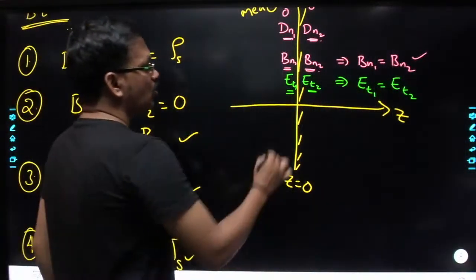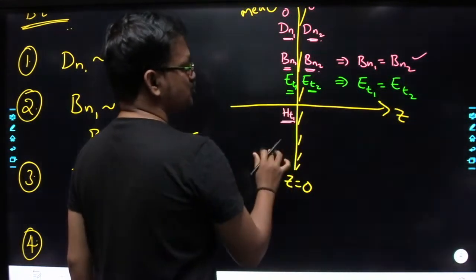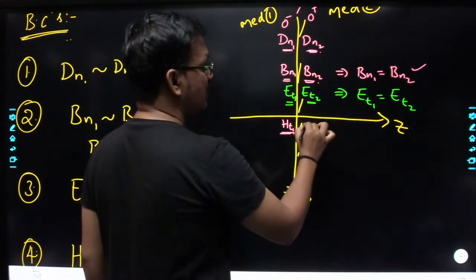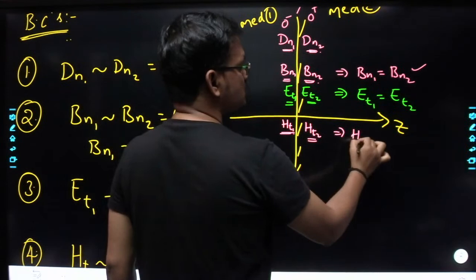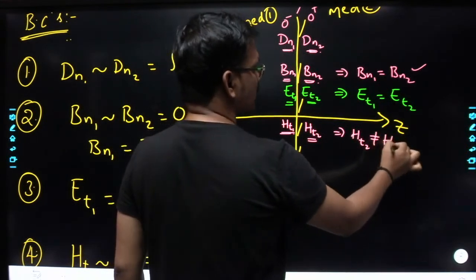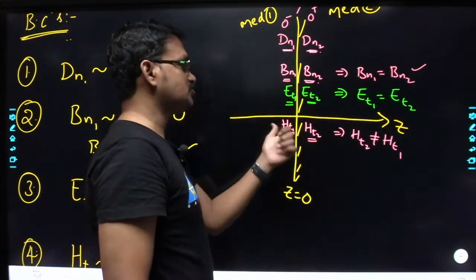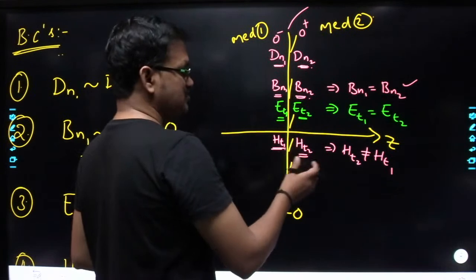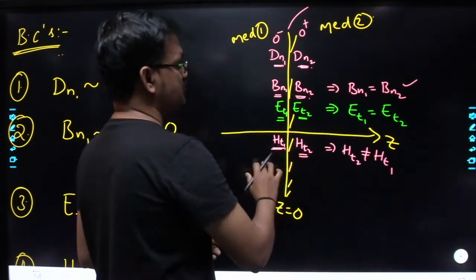Whatever tangential component of magnetic field intensity is present at 0 minus, you are not going to see the same at 0 plus. So here HT2 is not the same as HT1. There exists some discontinuity between HT2 and HT1, or I can say there exists some discontinuity across the interface here. Both are not continuous, right?